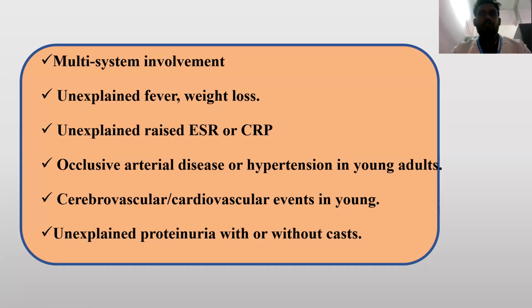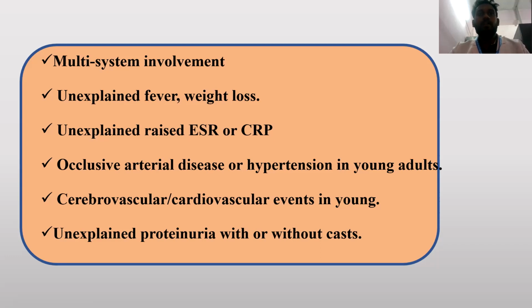So multi-system involvement, for example, involvement of kidney, lungs, or upper sinuses, or even involvement of nerves or bowel, should be considered whenever you are dealing with a case of vasculitis. And if there is unexplained fever and weight loss, we should suspect vasculitis in those cases as well. Unexplained elevated CRP and ESR again can be due to vasculitis.